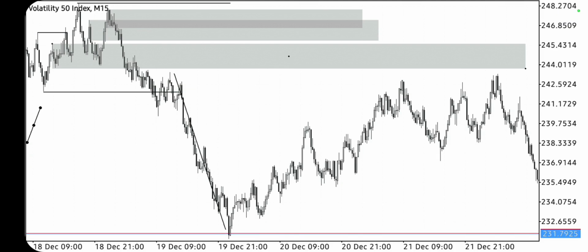And if my reclaimed block is not respected, I just wait patiently for market to get to my primary point of interest. If my reclaimed block is violated, I'm going to be waiting for the market to get to primary point of interest. Then I wait for my confirmation to continue to the downside.